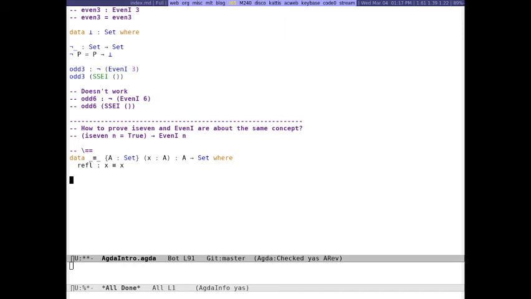Okay, so let's quickly prove a couple of properties of equality. One thing we might want to know is that equality is transitive. So I've got some type A, and x, y, and z are all of type A. Transitivity says, if I have a proof that x equals y, and I have a proof that y equals z, then I should be able to prove that x equals z. Seems reasonable, right? This should not be called equality if it's not transitive. Okay, well, let's think about how to prove this.